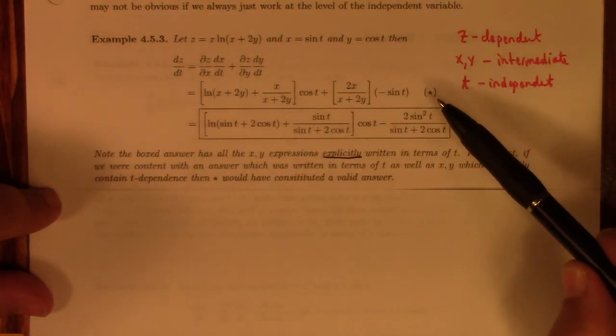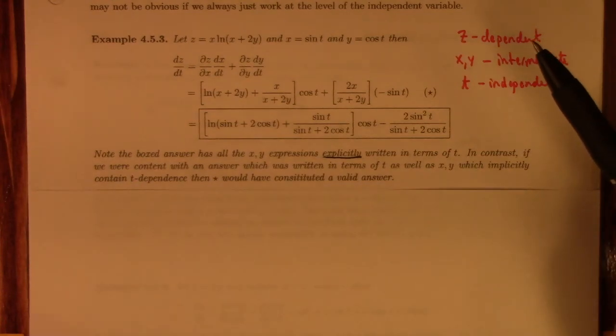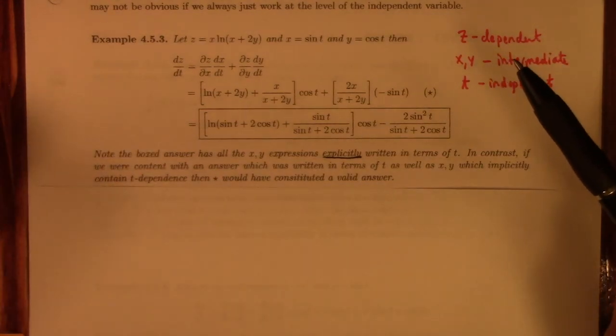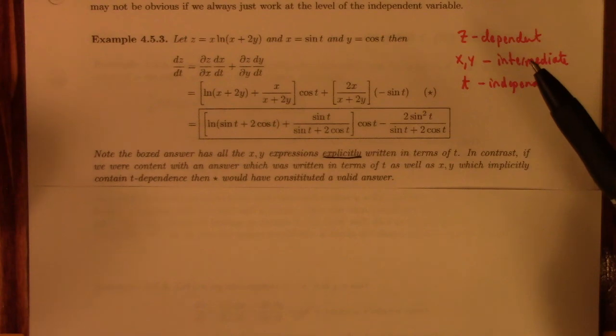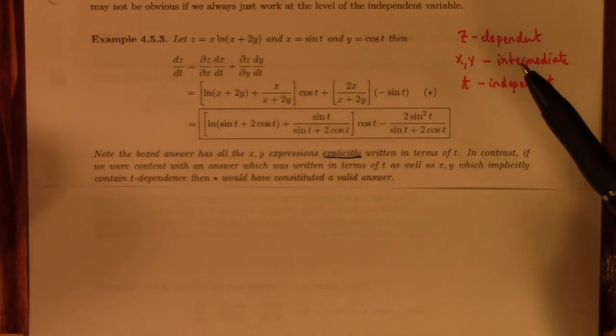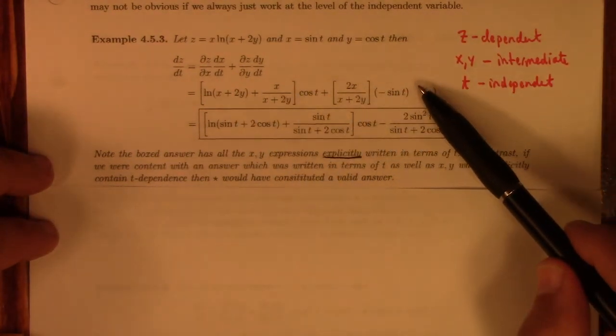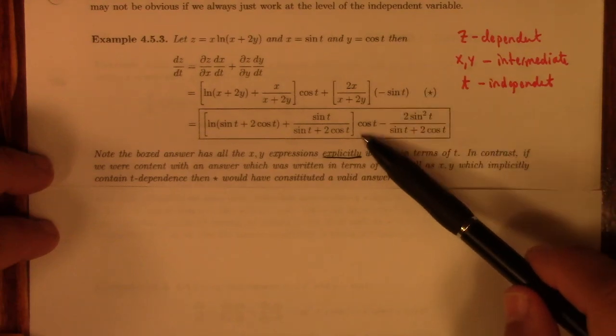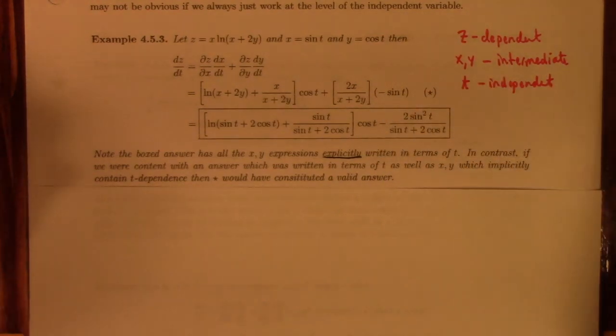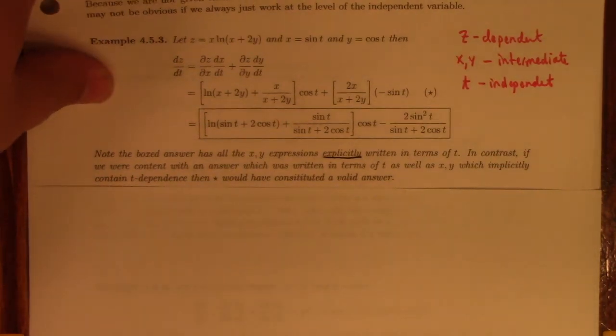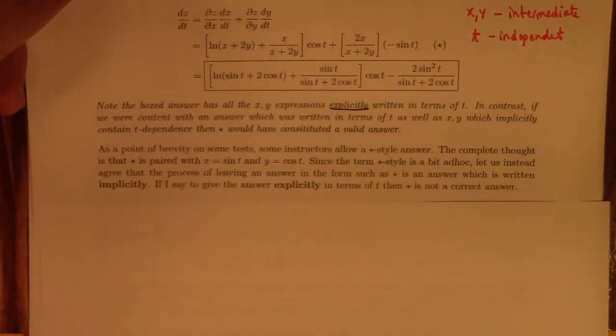In fact, a lot of times when I ask a question on test 2, I will say something like, calculate the partial derivative. You may leave your answer in terms of both the intermediate and the independent variable. And I say that because it's actually much easier to see what you guys have done if you don't make the extra step. Because once you make this extra step, then you'll start simplifying, and it's very easy for it to get very complicated in terms of the grading there. But anyway, as a point of brevity in some tests, some instructors allow a star-style answer.